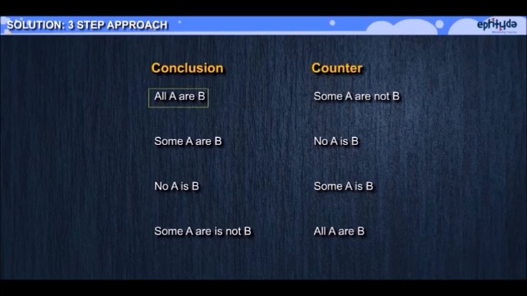Conclusion: all A are B, and the counter: some A are not B. Conclusion: some A are B, and the counter: no A is B. Conclusion: no A is B. Counter: some A are B. Conclusion: some A are not B, and the counter: all A are B. So basically, the counter of all is some, and the counter of positive is negative.